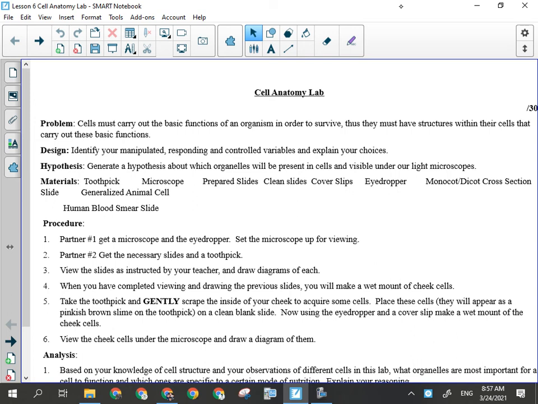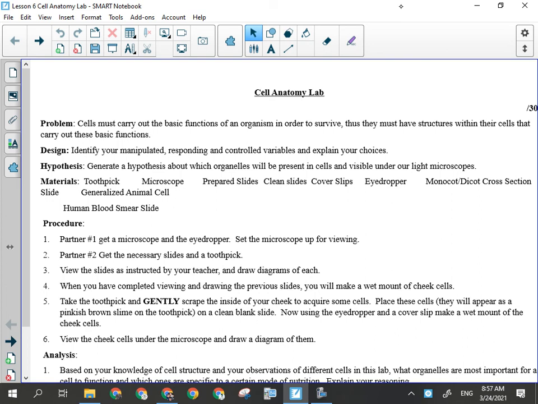the cell theory. What do cells do? Cells carry out the basic functions of an organism. Okay? In order to do this, they must have certain structures in their cells that carry out those basic functions. So the purpose of our lab is to figure out which structures are essential for cells to carry out their basic functions. So we're going to look at 2 different kinds of cells and see what they have in them.